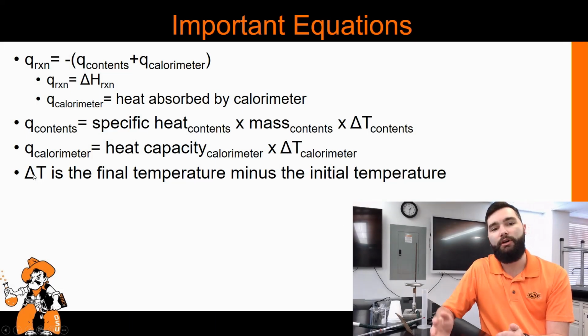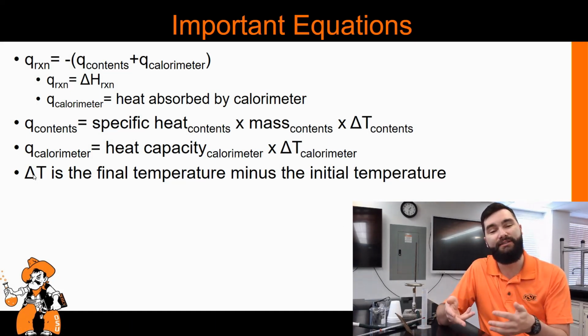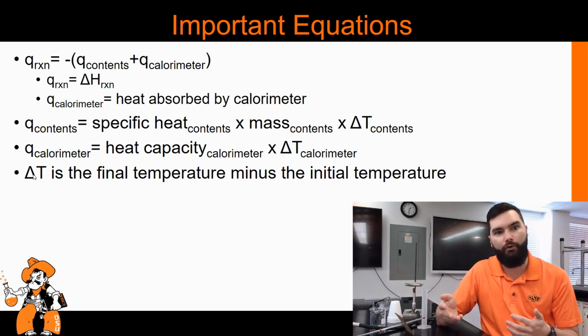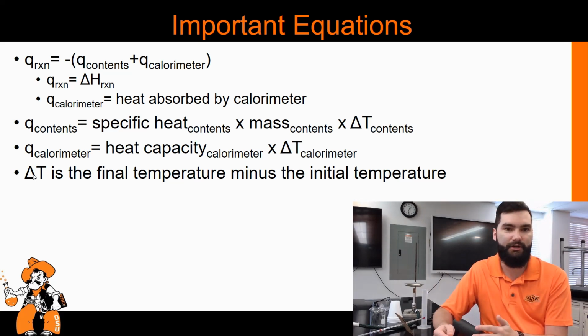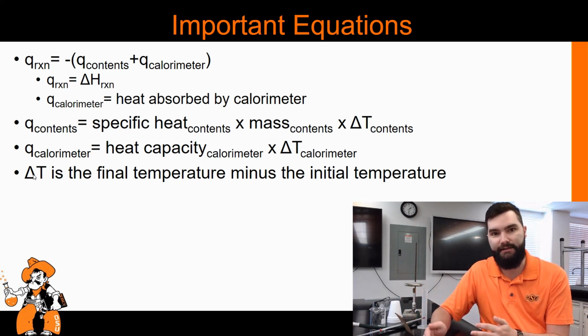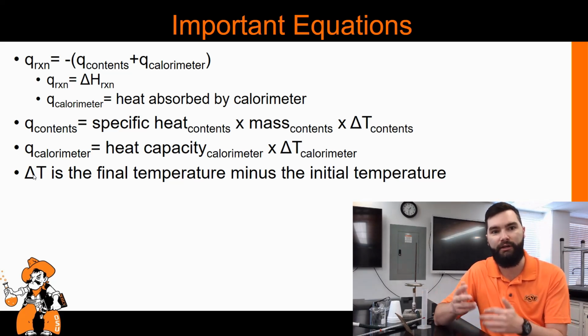So Q of our contents is equal to the specific heat of the contents. The Q of contents, that's talking about what's actually inside the calorimeter. So in our case, for part 1, it'll be hot and cold water. For part 2, it'll be our mixture of aqueous hydrochloric acid and sodium hydroxide. For part 3, it will be the solution we make whenever we take aqueous hydrochloric acid and dissolve solid sodium hydroxide in it. Okay, so those are the contents that we're talking about whenever we're looking at Q of contents.